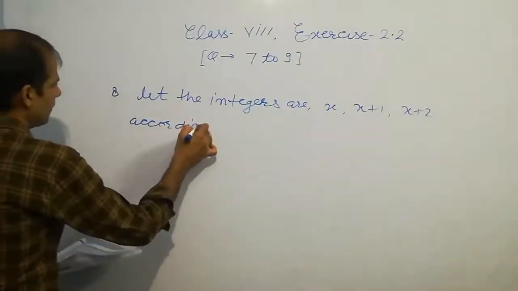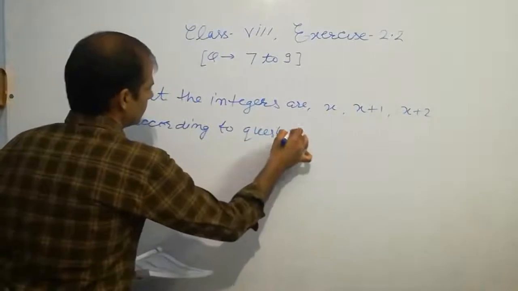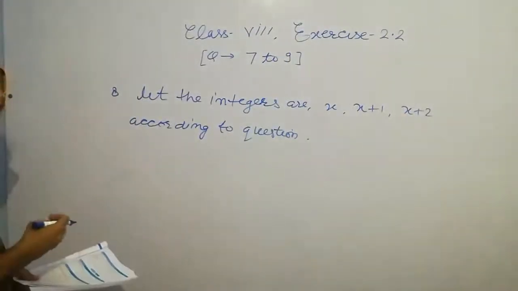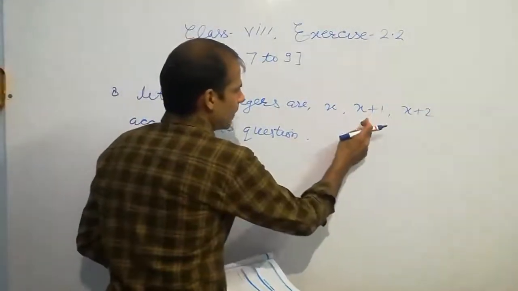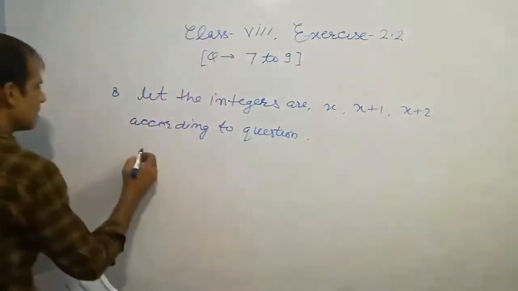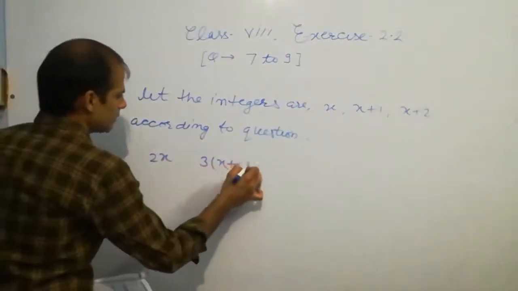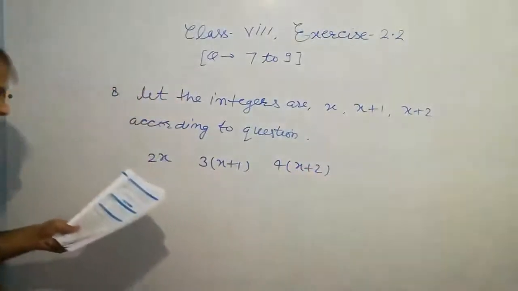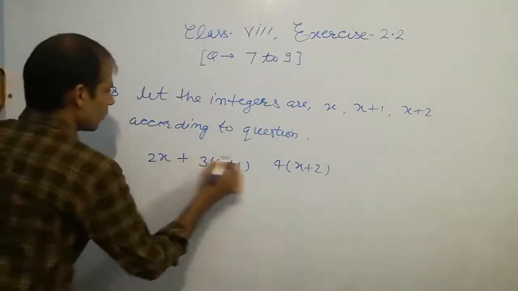Before that we will write according to the question. So multiply these by 2, 3 and 4 respectively. This is multiplied by 2, multiplied by 3 and by 4. So it is 2x, it is 3 into x plus 1, and it is 4 into x plus 2. They add up to 74, means the sum of these is 74.